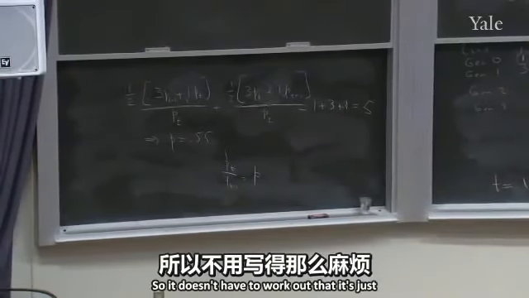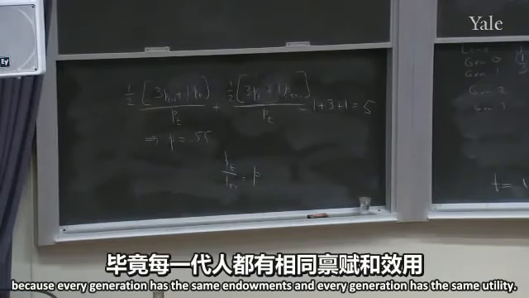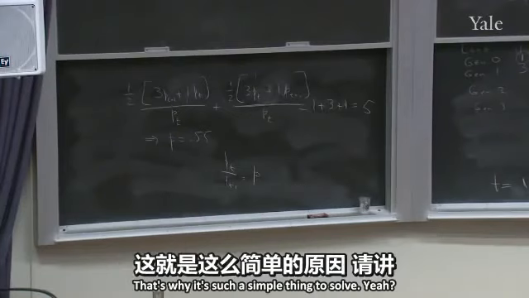So it works out that way just because every generation has the same endowments and every generation has the same utility. That's why it's such a simple thing to solve.